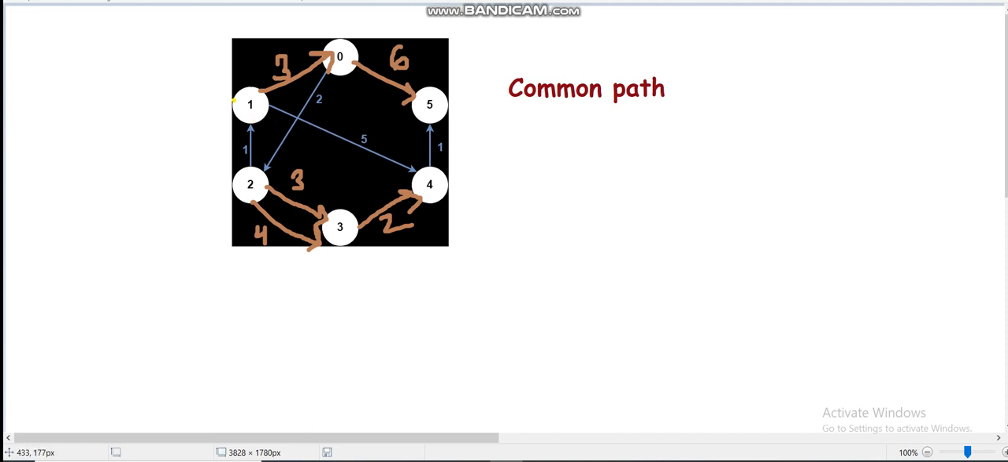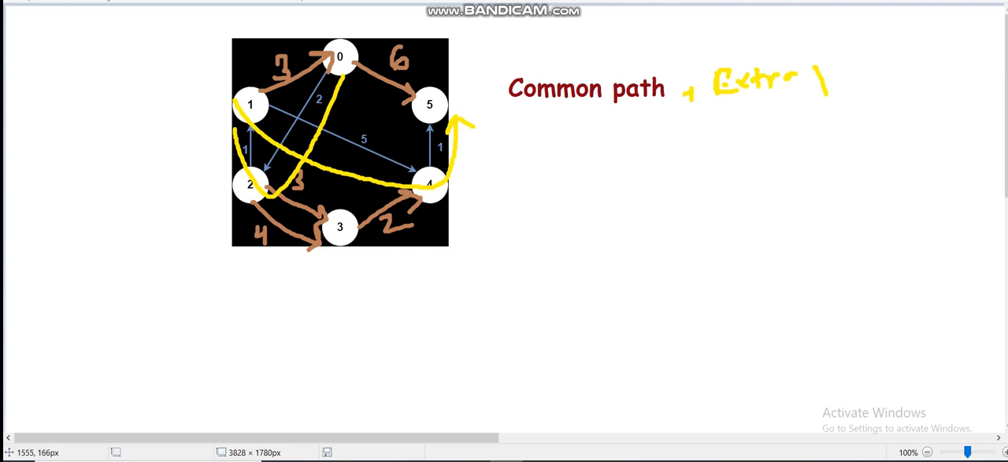So let's say here, what is the common path? The common path is 1 to 5 and then 5 to 1. So this is the common path, and the extra path added here is 2 plus 1. You can clearly see that. So there should be some common path and there should be some extra path.